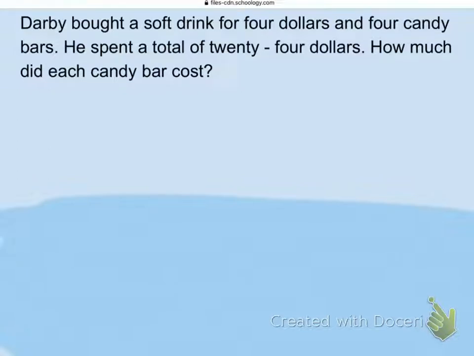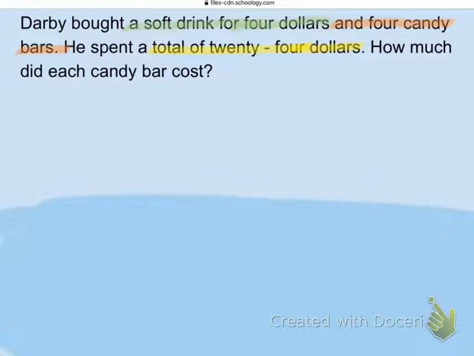Every word problem can become a number problem, and it's because they contain numbers in it. So for example, let's highlight some of the numbers. Darby bought a soft drink for $4. So he bought a soft drink for $4. Excellent. That's one soft drink, $4. And 4 candy bars. But we don't know the candy bars. It doesn't tell us the price yet. He spent a total of $24. How much did each candy bar cost?